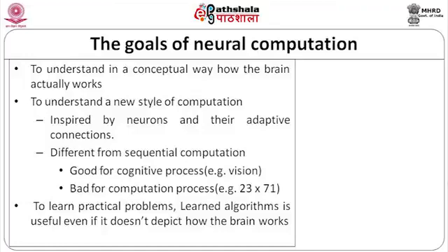So, we are trying to be inspired by that and bring in a little bit of adaptive computation. It is different from sequential computation because inputs are processed in parallel. That is what happens in our brain, and it is good for typical cognitive processes like vision, and bad for actual computation, like multiplication of large numbers. And to learn practical problems, learning algorithms are useful, even if they do not depict how the brain actually works. Using them is itself a good way of understanding problems.